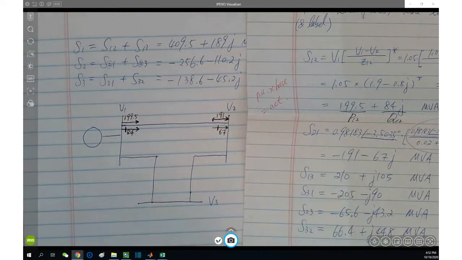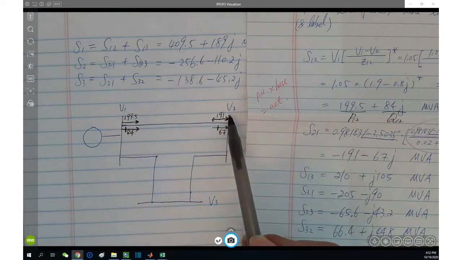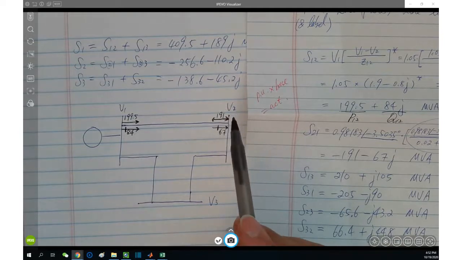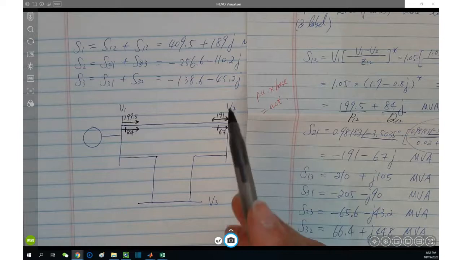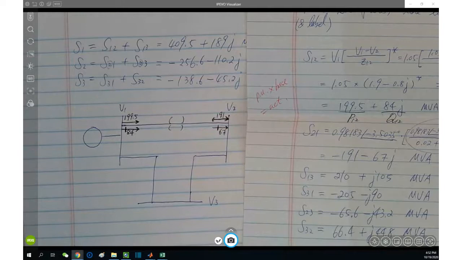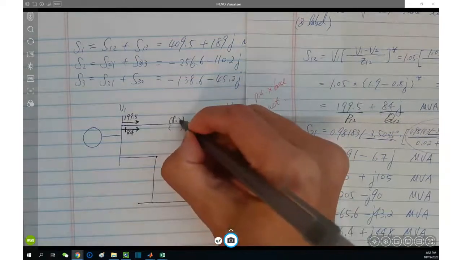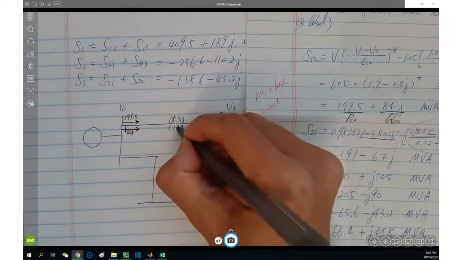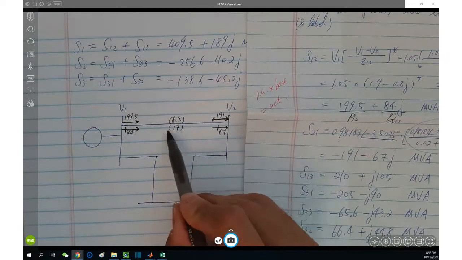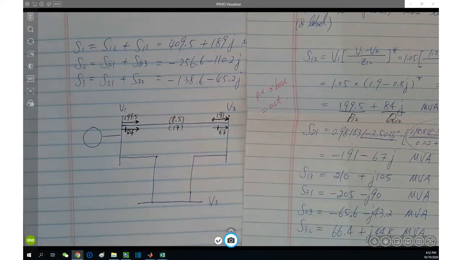Makes perfect sense, right? You're sending 199.5 towards bus 2. How much is received? 191. Bus 2 is not receiving all of the active power sent by bus 1. Why is that? Perfect sense. There's line loss in the middle. Line loss we calculated as 8.5. Below the line is the reactive power loss, 17. Perfect sense, right?